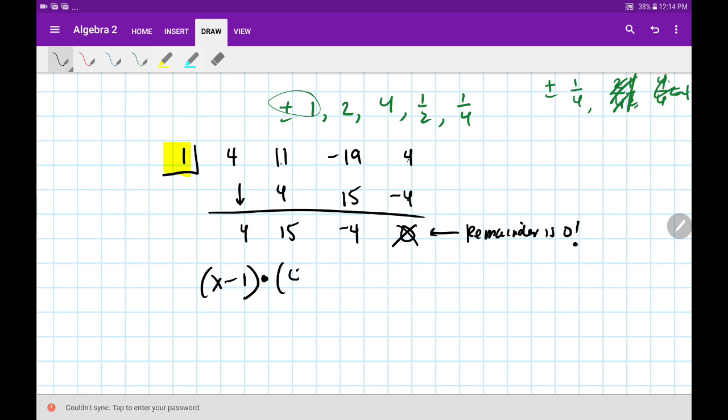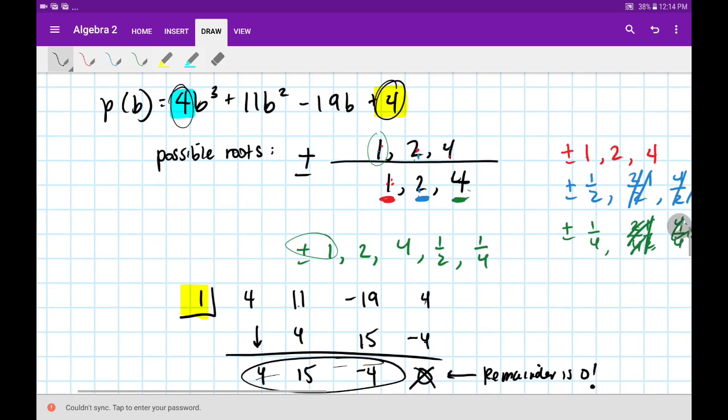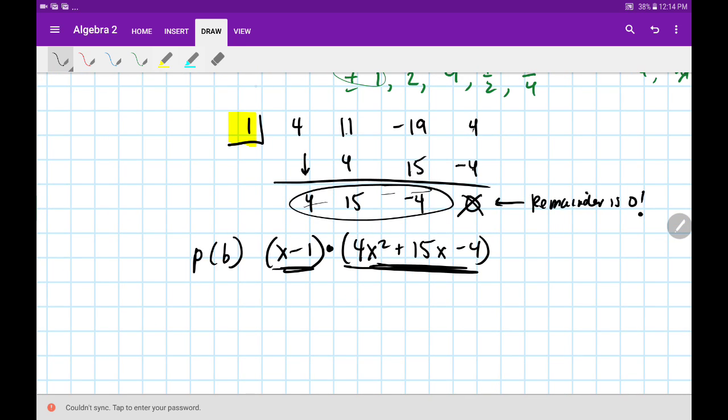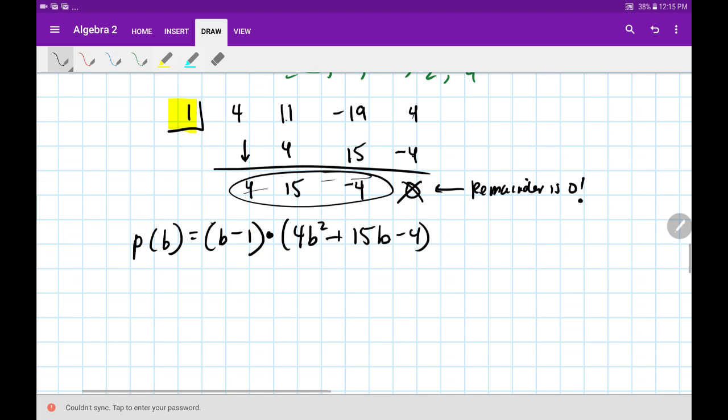So that means x minus 1 times 4x squared, I'm rewriting this as the answer, 4x squared plus 15x minus 4. This times this will get me back to my big original expression, P of B. And I didn't mean to write x's actually, I should have written b's. So that's b minus 1 times 4b squared plus 15b minus 4. There we go. So now let's look at what we have. Let's see if we can factor this anymore.